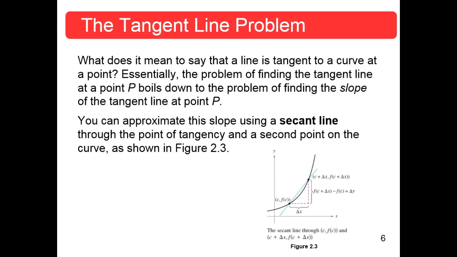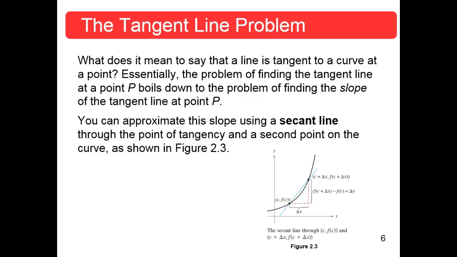What does it mean to say that a line is tangent to a curve at a point? Essentially, the problem of finding a tangent line at some point P boils down to finding the slope of a tangent line at point P. It sort of seems like it's redundant here. Here's how we're going to approach this. I think it's probably how Newton did it, possibly even Leibniz, I don't know for sure. You can approximate that slope by using a secant line. So here's what we're going to do.